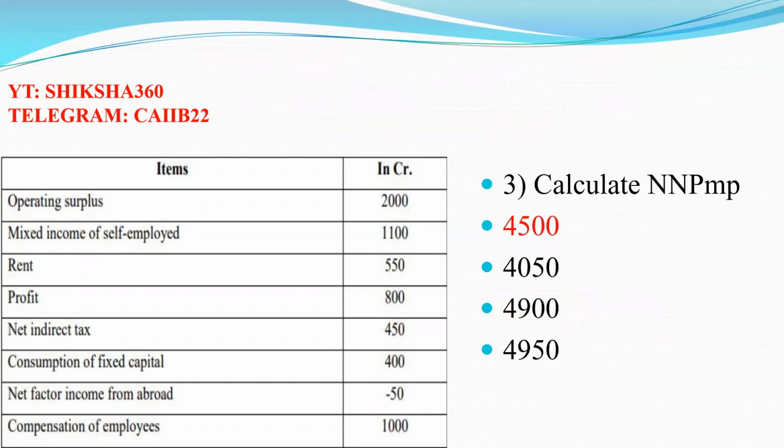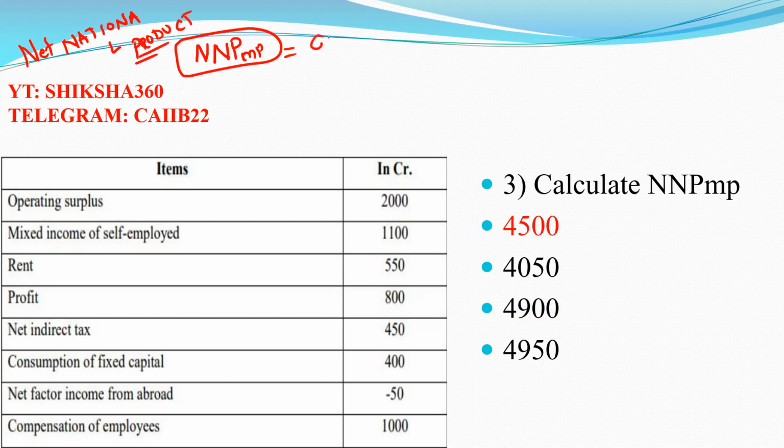Next, let us move towards the next question. Next one is NNP, net national product, NNP at market price. If we are given GDP at market price, the P is the same. On one side it is national, on the other side it is domestic, so we have to add NFIA. National is equal to domestic plus NFIA.